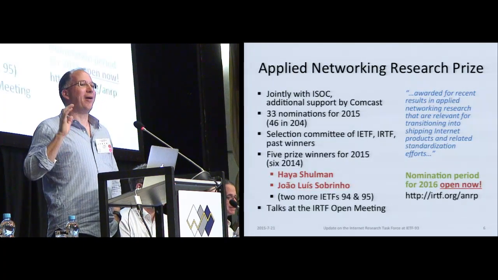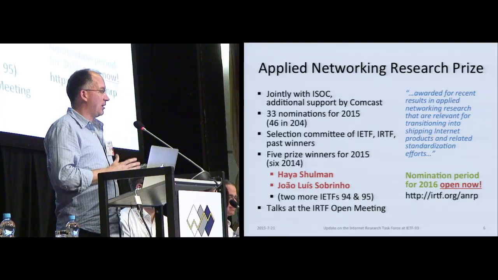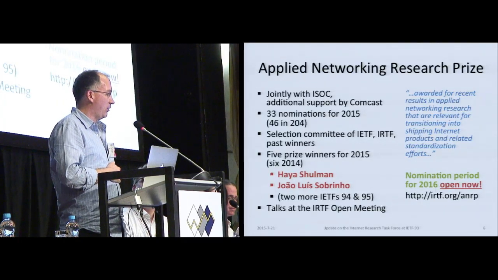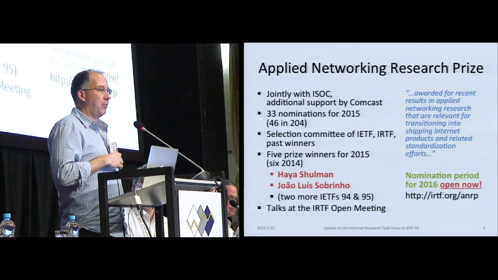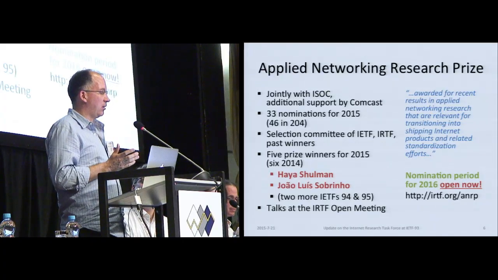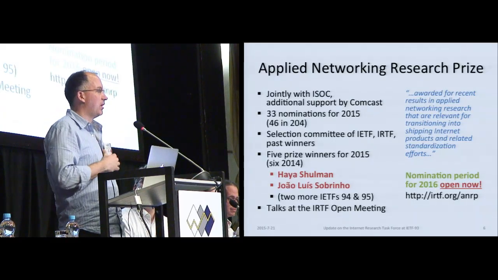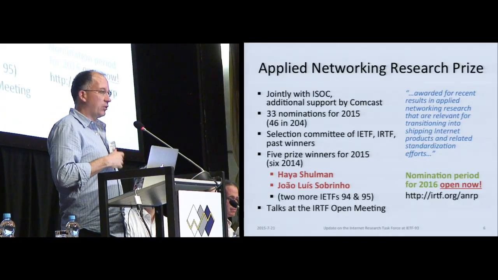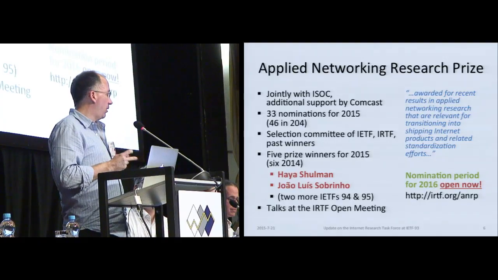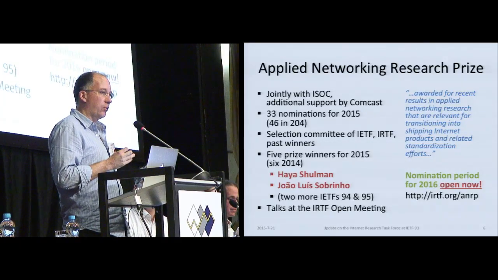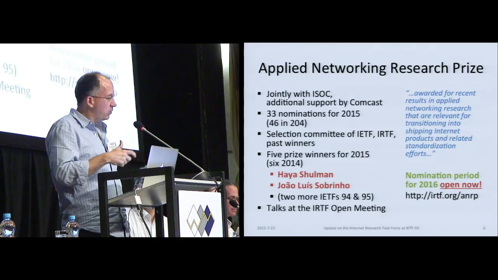Moving on. So we're doing the Applied Networking Prize for a while now together with ISOC. We are in the 2015 cycle, for which we had 33 nominations. We had 46 for 2014. So we're around the same ballpark number. We have a selection committee of some IETF folks, some IRTF folks, some academics. We also, now that we've been running this for a few years, included some past prize winners to help us pick the new prize winners.